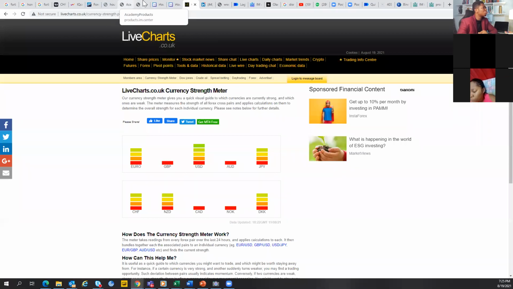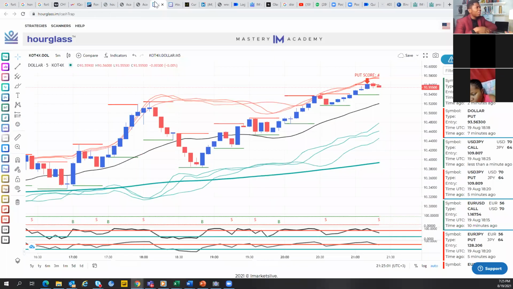Now I move on to my hourglass. The hourglass is filled with a whole lot of colors. It is not as complicated as many people feel it is. It's actually very, very easy.